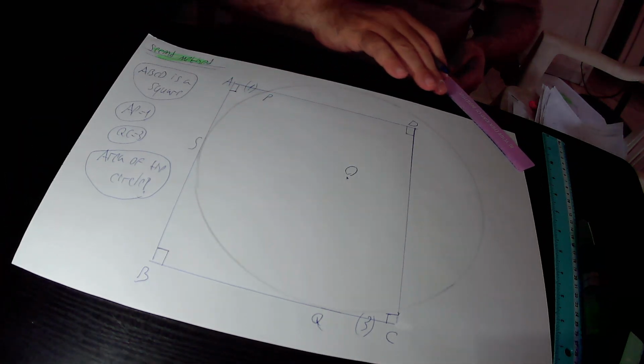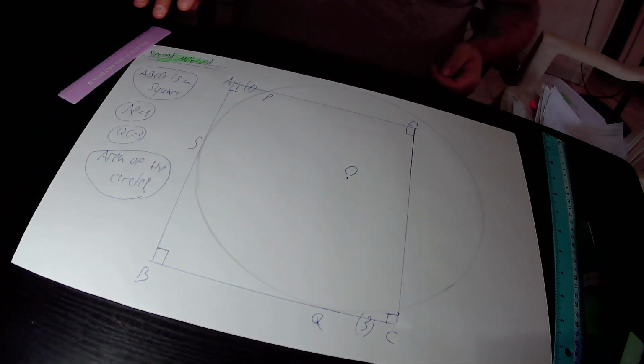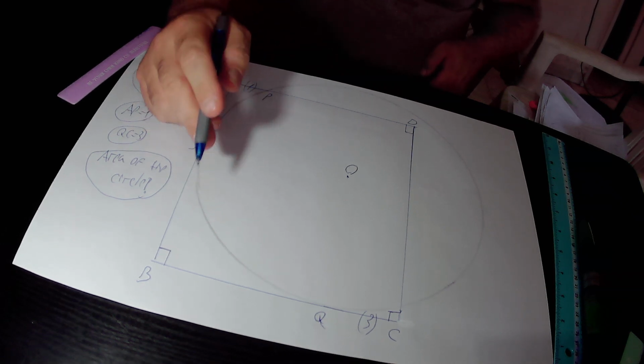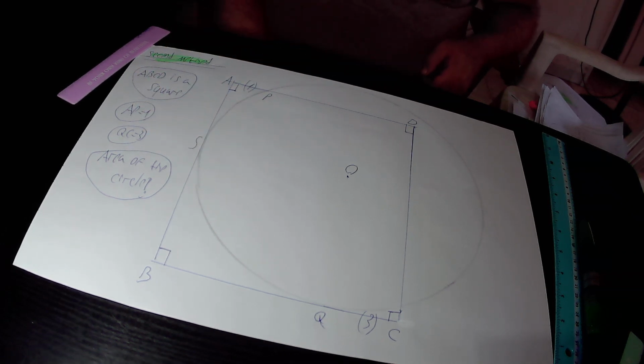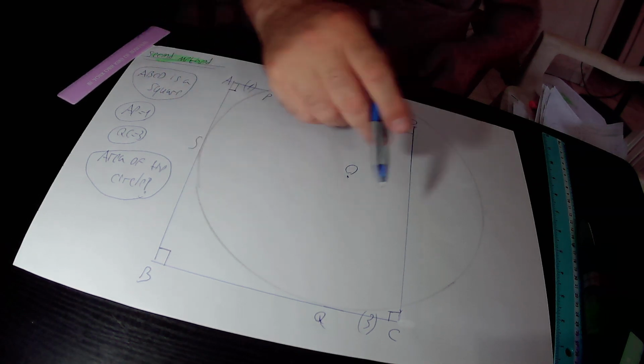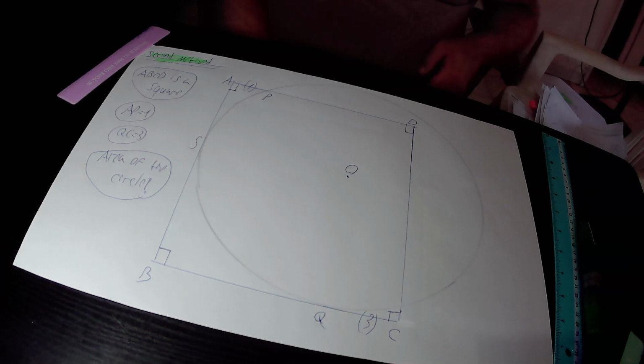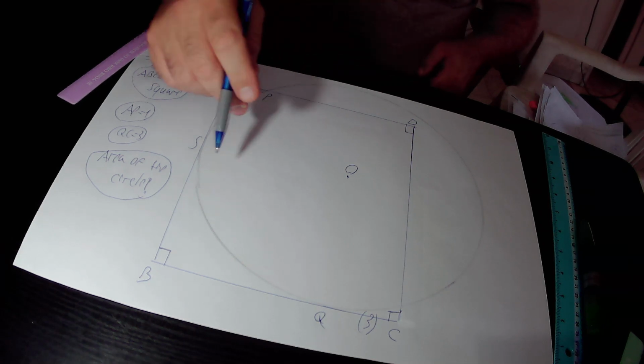In the next step, we focus on this convex point, point B. On this convex point B, we have two tangents to this circle, tangent BS and tangent BQ. And according to rule 2, they are equal to each other. This is to say BS equals BQ.